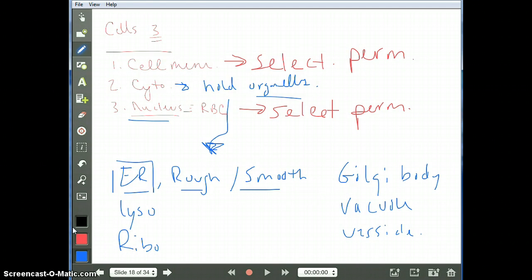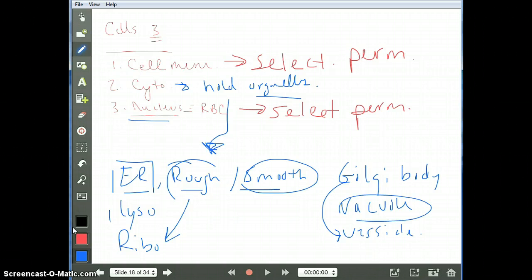ER is transport. If it is rough, it has the ribosomes on it, which makes proteins. So rough transports and makes proteins. Smooth does not have ribosomes, so it's the synthesis of fats. It's going to help maintain and produce fats. Lysosomes get rid of material, ribosomes help make proteins, Golgi body packages up those proteins or fats, vesicles transport those proteins and fats throughout the entire cell, vacuole is a nice storage site, so on and so forth.